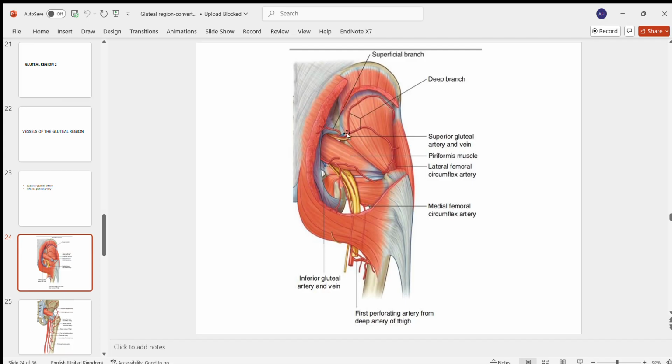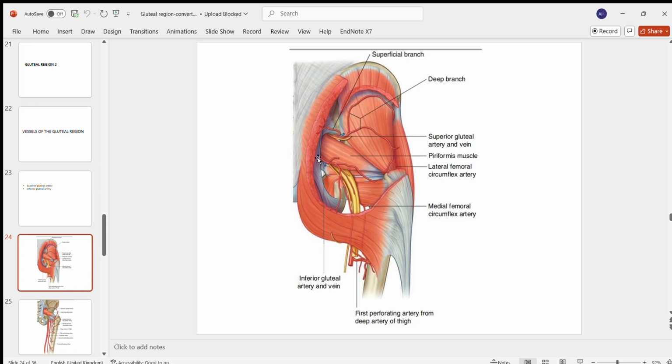The deep branch further subdivides into a superior branch and an inferior branch. The superior branch anastomoses with the ascending branch of lateral circumflex femoral artery. And the inferior branch of the deep branch takes part in formation of the trochanteric anastomosis here.